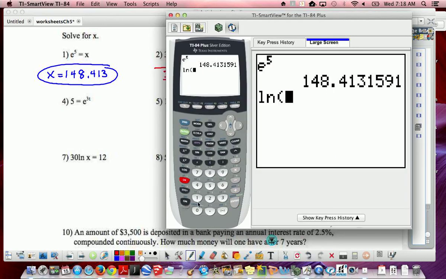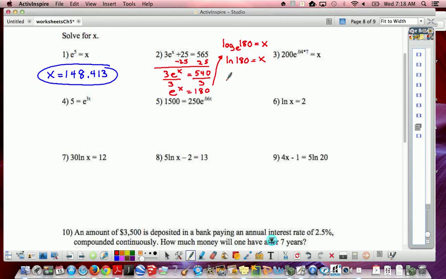So natural log 180, enter it in my calculator, and I get 5.193. So x equals 5.193.